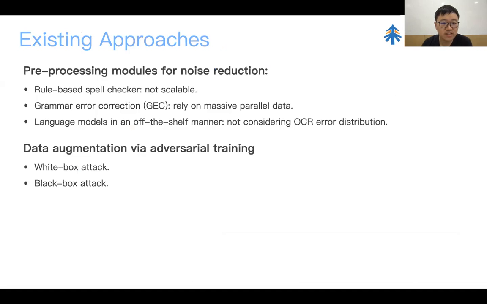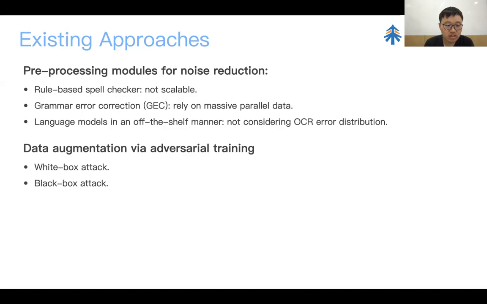So how do the existing approaches solve these problems? They solve this problem from two directions. The first one is pre-processing. People hope to use pre-processing modules for noise reduction. We can either use a spell checker to correct the OCR errors, or we use GEC tools, which is short for grammar error correction. Sometimes people also rely on large-scale language models to correct the OCR errors. All of these methods don't work really well in reality because usually they don't consider the OCR error distributions.